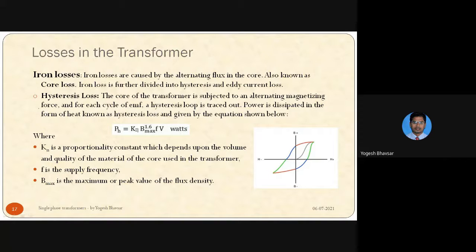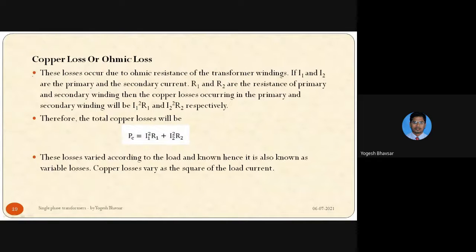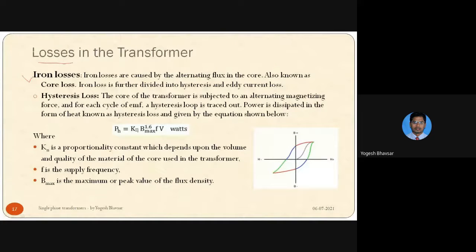But before calculating the efficiency, we should first know the losses in that device. So let us first take the losses in the transformer. Now, in a transformer, there are mainly two losses. One is called the iron losses and the second is called the copper losses. Iron losses and the copper losses. Let us see one by one what iron losses and copper losses are.